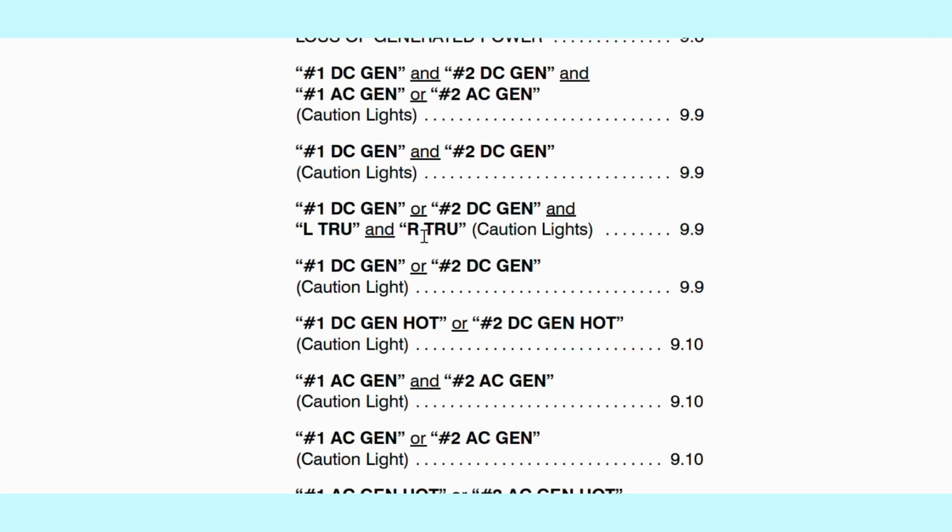Here, if you have one DC gen caution light, you don't have to reject at all. Okay, you can even recall that it's an on-off situation. So if you switch it off and then on, if it remains, well, just switch it off, and you can continue with one DC generator. It's not a problem. Okay, if you have a number one DC gen hot or number two DC gen hot caution light, it's again one caution light coming on.